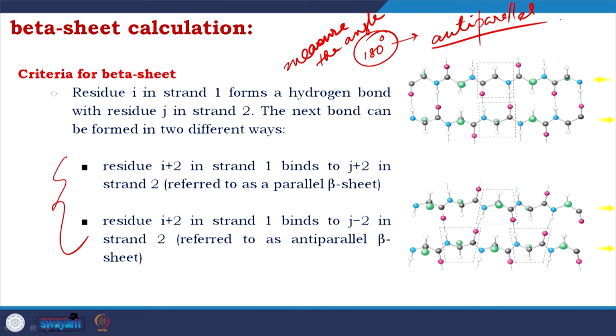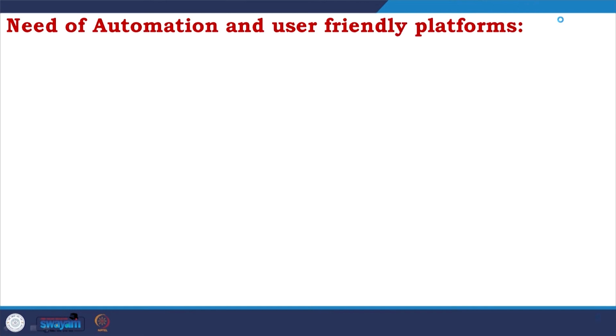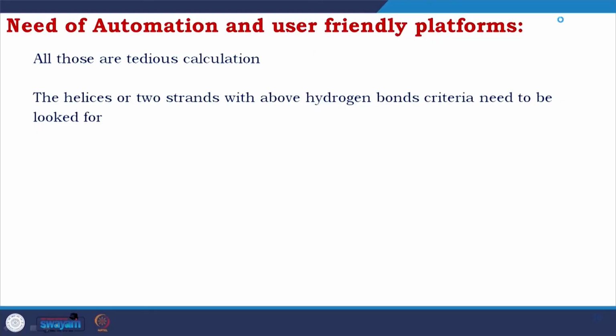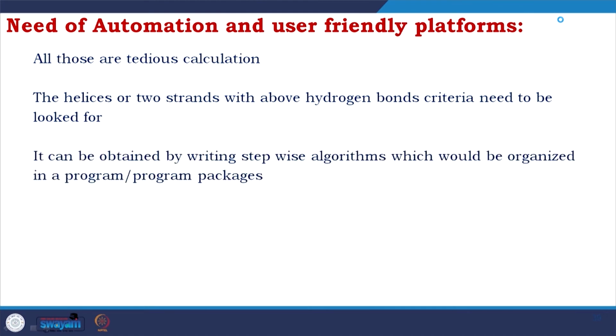By incorporating those logics in the algorithm, you are going to have a program which could successfully calculate the presence of beta sheet. So, you could do that, but all those are very tedious calculations. Please try them: download the PDB file, get the coordinates and try those formulas. The helices, the two strands, hydrogen bond criteria, other distances between ligand and enzyme, all these are very tedious calculations. So, it could be obtained by writing stepwise algorithms.